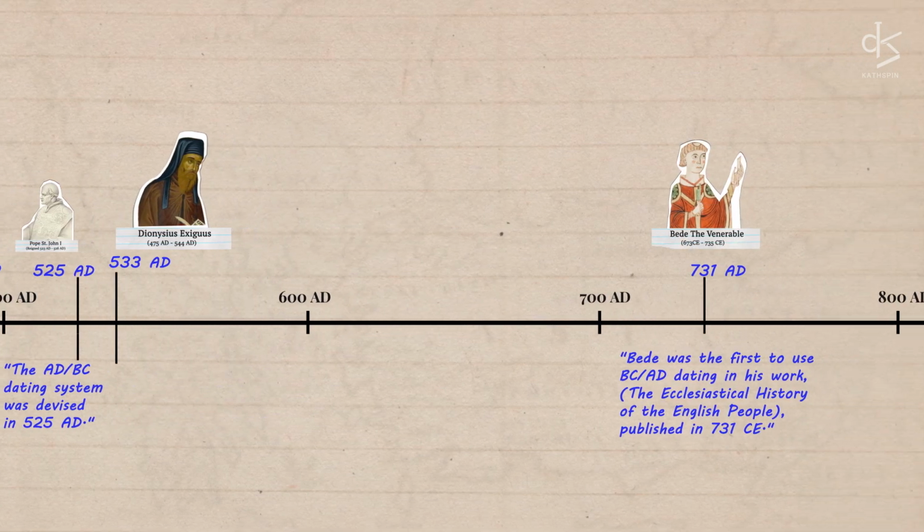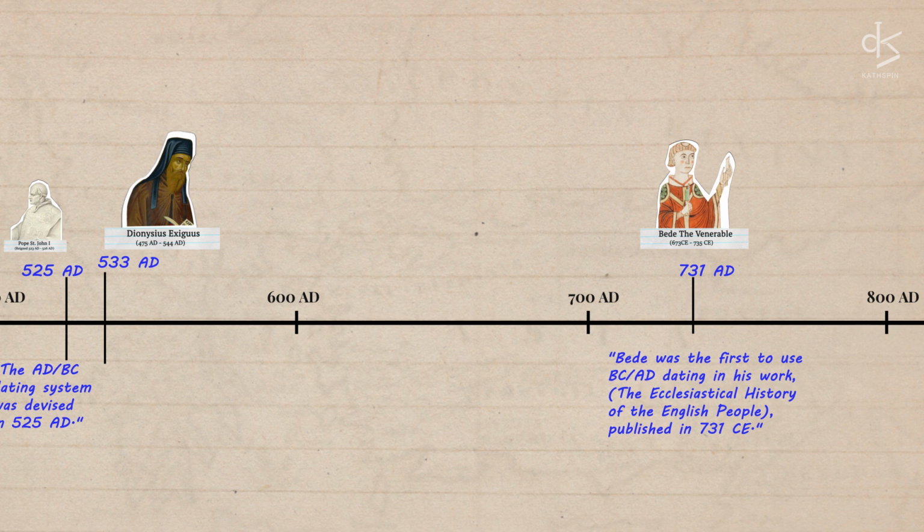Bede, an English monk, was one of the first to use BC AD to date events, such as AD 704 in his work. Bede's book played an important role in publicizing the BC AD dating system, later adopted by other writers for dating historical events.